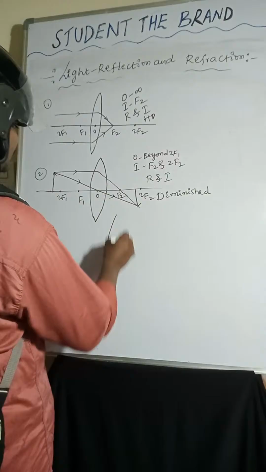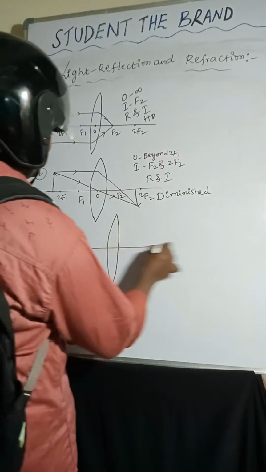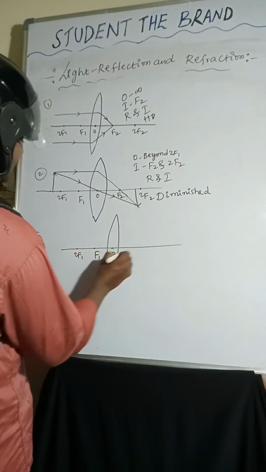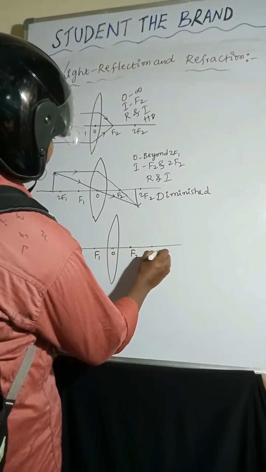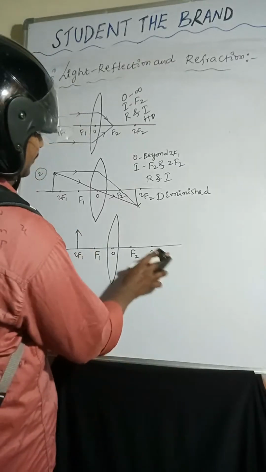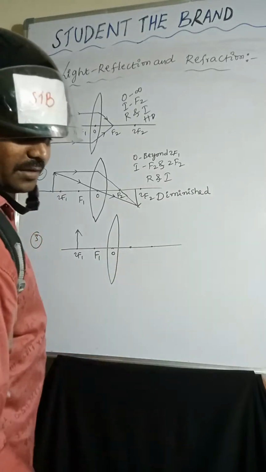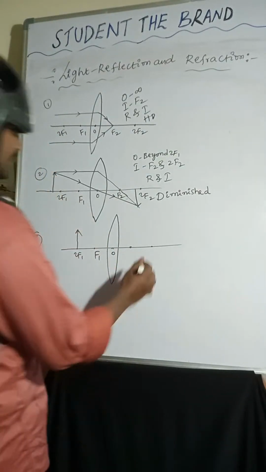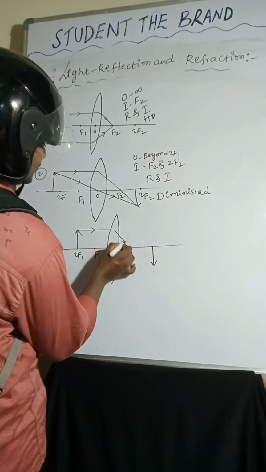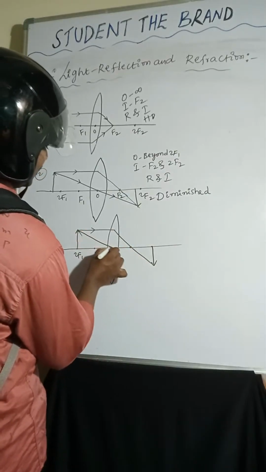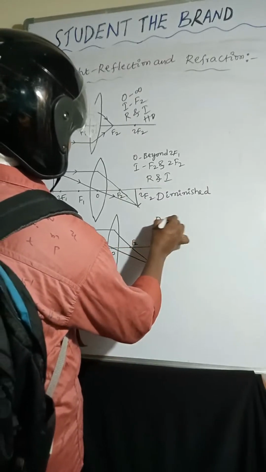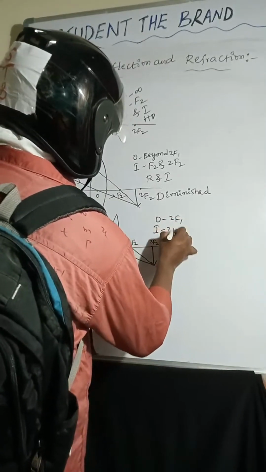Coming to the third one. Optic center, F1, 2F1, F2, 2F2. Object is placed at 2F1. Image will form at 2F2. One light ray I am taking like this. It passes through focus. Another light ray passing through optic center.